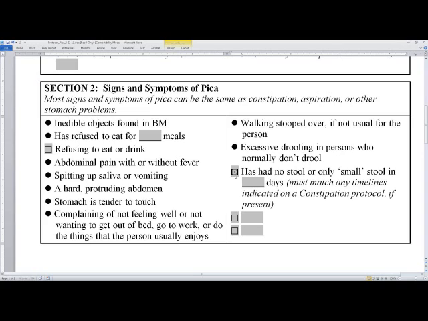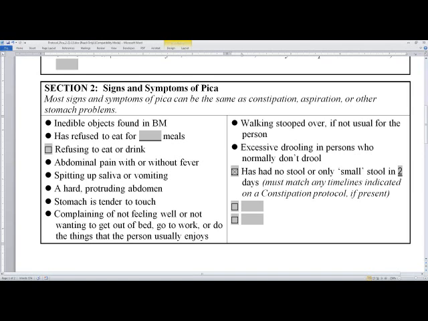Now here we get to one other very specific point, and that is if the person has had no or only small stools in a certain number of days. If you fill that out, notice this extra point that says this must match any timelines indicated on a constipation protocol if present. To say that another way, if the person already has a constipation protocol with that line checked that says has had no or only small stools in X number of days, these should match.